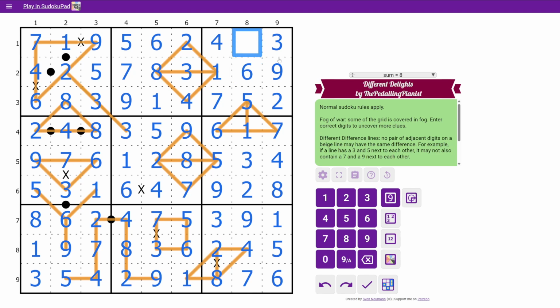I found that kind of difficult figuring out all those different possibilities, but nice puzzle by the pedaling pianist called Different Delights. Play it yourself in the link below.